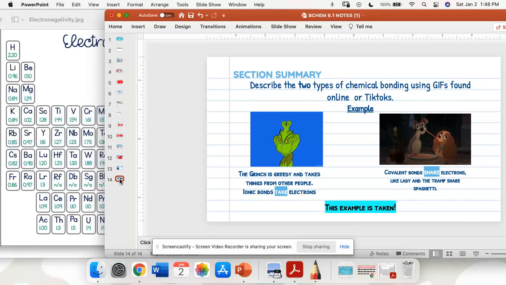I added pictures because I can't embed these right here between the Google Slides and the PowerPoint. It won't go over the same. But get creative. So the example that I used is the Grinch being greedy, and it took all the presents from the town of Whoville. And in ionic bonds, electrons are taken by certain atoms. In covalent bonds, the electrons are shared. So Lady and the Tramp, they're sharing the spaghetti. This example is taken. But if you can find TikToks, I know that's like the super cool thing right now, or if you could find GIFs, that would be cool too. And then just add them to the end of your section 6.1 notebook.